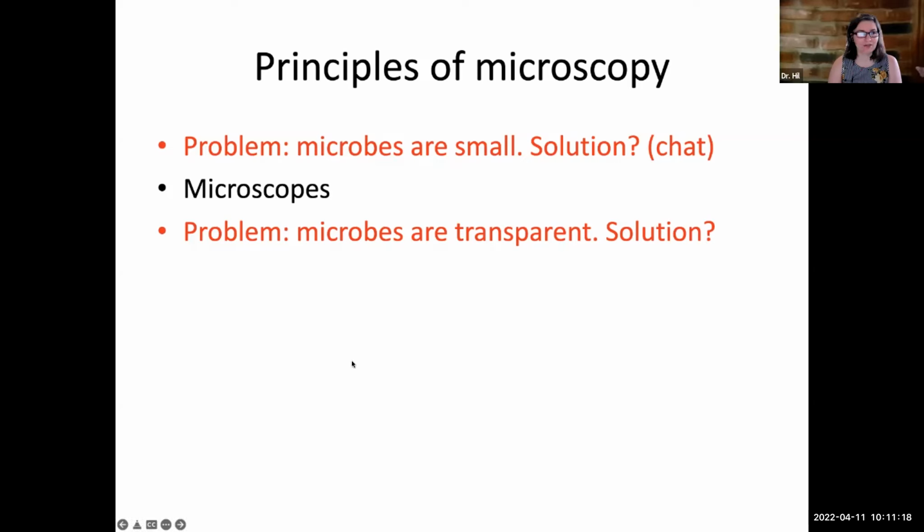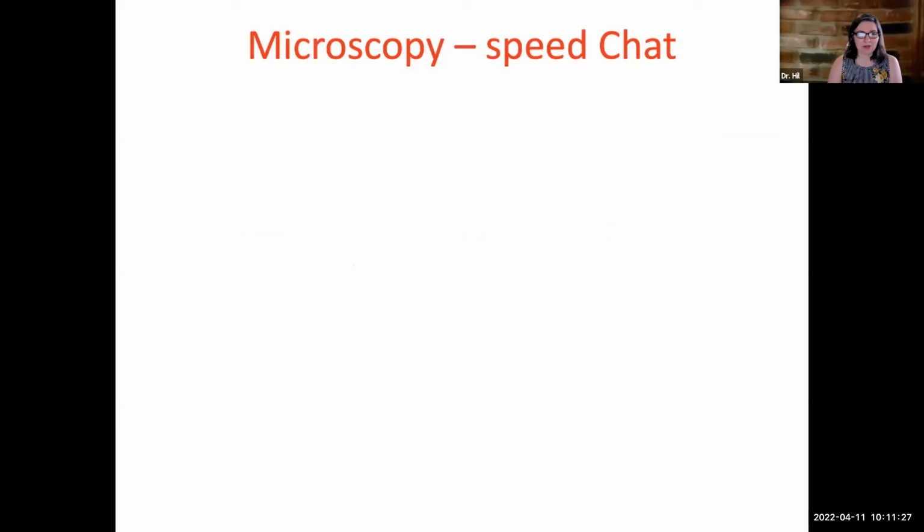We can color them, basically. It's not substantially different from just setting them in food coloring dye. So we can dye them. So these are the things we're going to focus on this week.